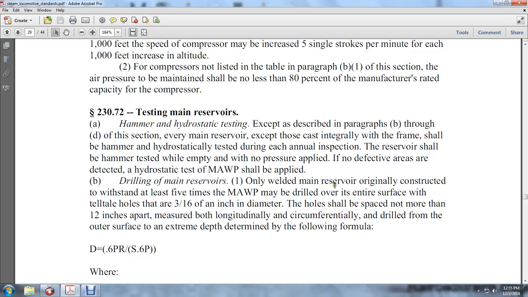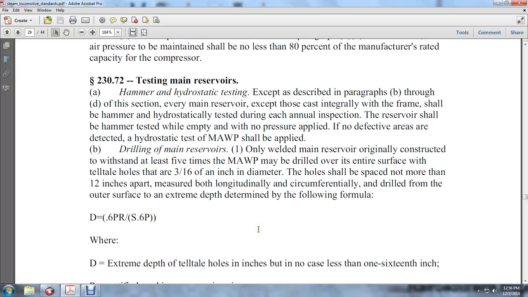Only a welded main reservoir originally constructed with a stress level at least 5 times the MAWP may be drilled over its entire surface. Telltale holes that are 3/16 of an inch in diameter. The holes shall be placed no more than 12 inches apart, measured both longitudinally and circumferentially, drilled from the outer surface to an extreme depth determined by the following formula.